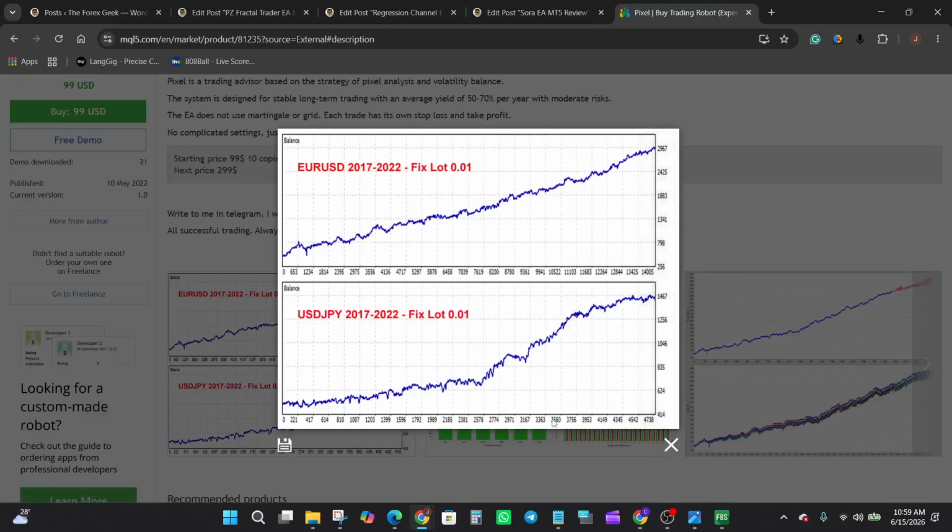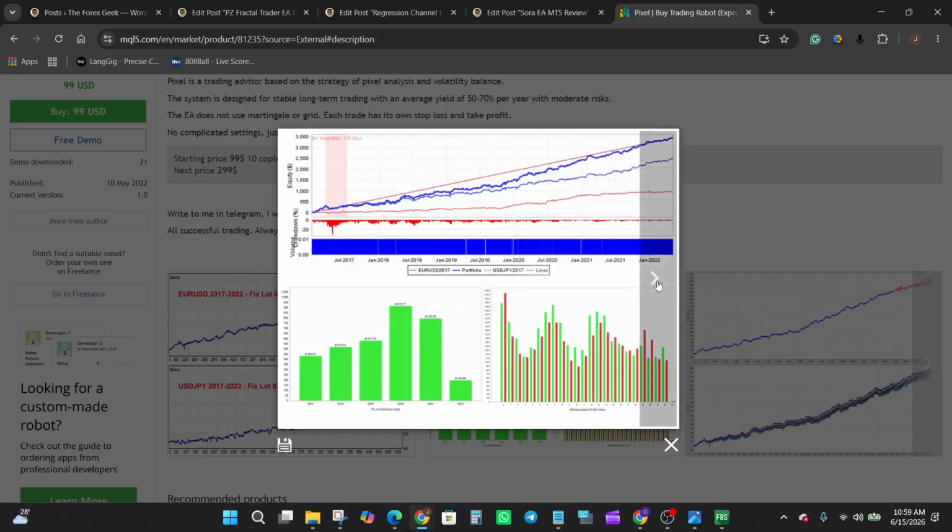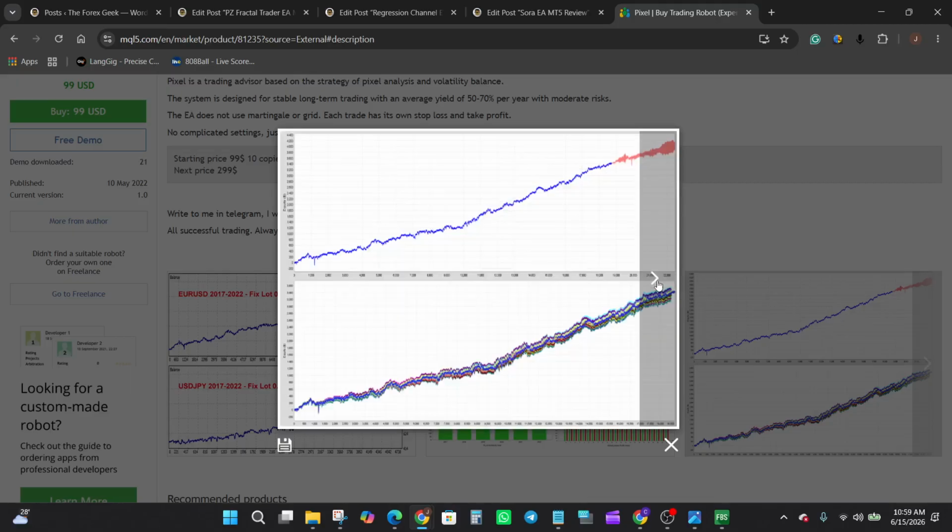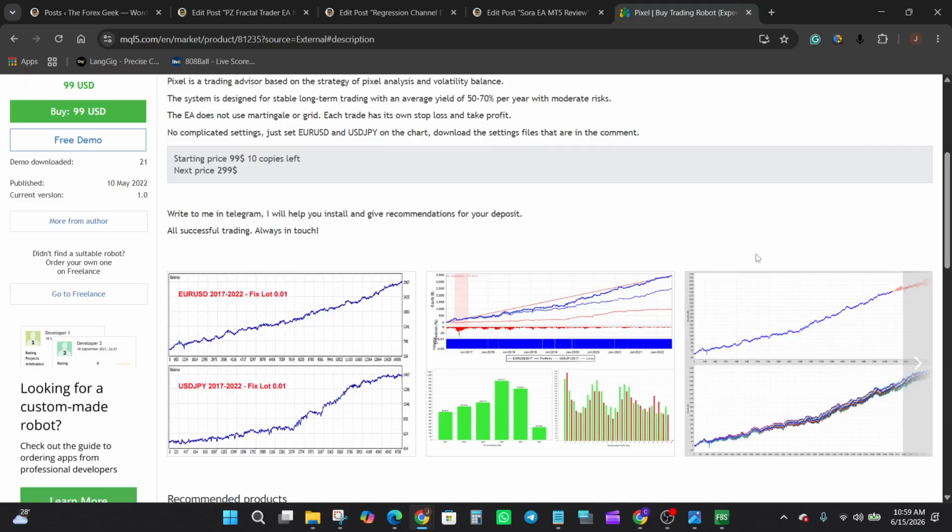So looking at the provided results here and the information, we can see that EU from 2017 to 2022 appeared to produce a consistent growth, right? Fixed lot 0.01, and the USD JPY version shows there was quite a slow growth until the growth picked up pace, and overall they were both nice. They both yielded nice profits from the information provided. Okay, quite an interesting equity curve there.